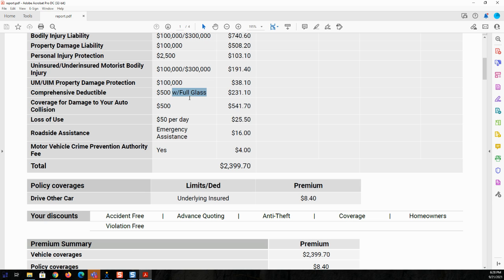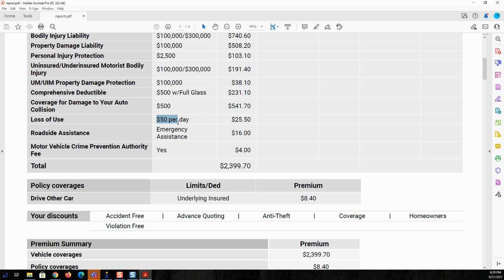So when we move on to collision coverage, you have a deductible in this instance of $500. Again, your specific policy could be different. This would be if you hit somebody or somebody hits you or you hit an object and you need to repair your vehicle. This is when that coverage kicks in. Your deductible is applied and then the carrier fixes your vehicle.